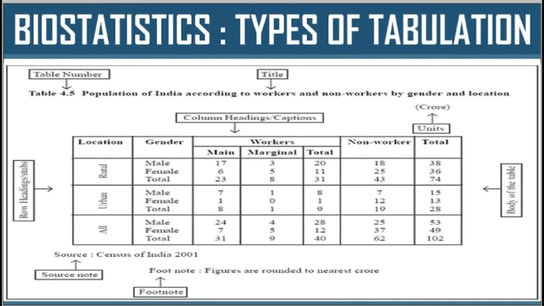Okay, all of this we'll have. Then that entire thing, the small categories and the figures and everything, forms the body of the table. Where we'll also have numerical information, the quantifiable items, etc. So that forms the body of the table.